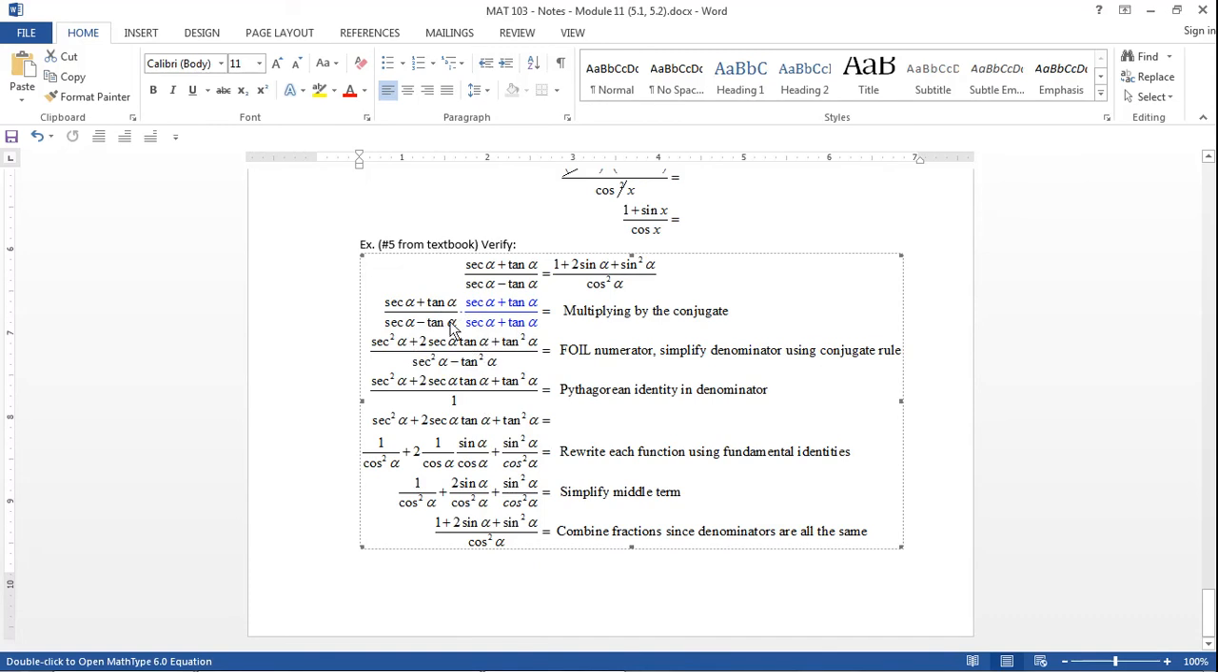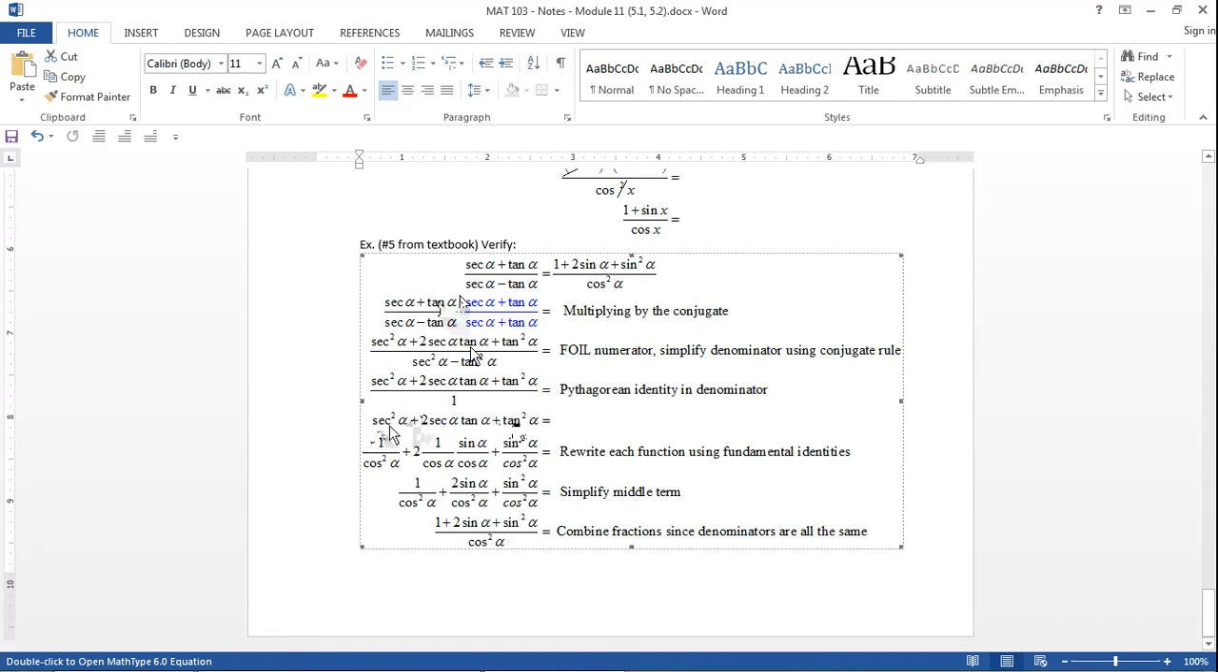Now what did I do in the numerator? I had these 2 factors again. I can just FOIL those out. Multiply the first 2 terms, I get secant squared. Multiply the outside term, I get secant tangent. Multiply the inside terms, I get secant tangent again. So I've got 2 of those secant tangents. And then multiply my last terms. So I get tangent times tangent is tangent squared. Okay, so that's what I did in the numerator. I FOILed out these first 2 sets of secant and tangent. Okay, and just carried that down to this line. That numerator doesn't change for those 3 lines.